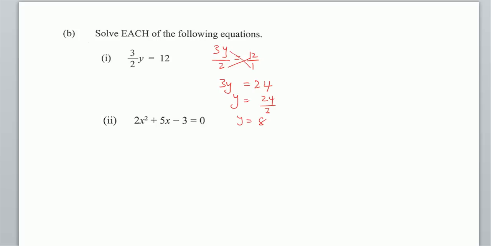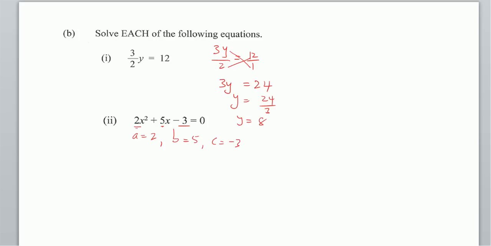2x squared plus 5x minus 3 is equal to 0. You will recall that this is a quadratic equation that we are trying to solve. The first thing you need to do, now I believe this question was only about 2 marks, so chances are the quadratic is able to factorize. So in order to factorize, this is my a term, so a is equal to 2. This is my b term, b is equal to 5, and c is equal to minus 3.